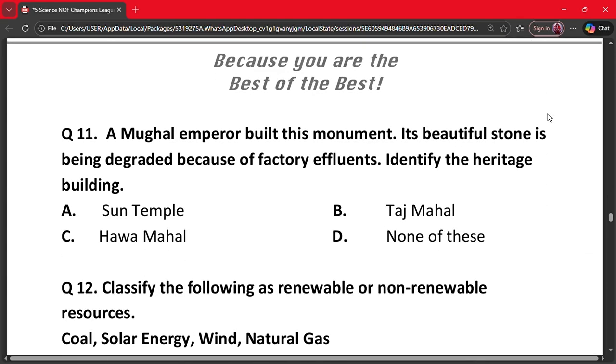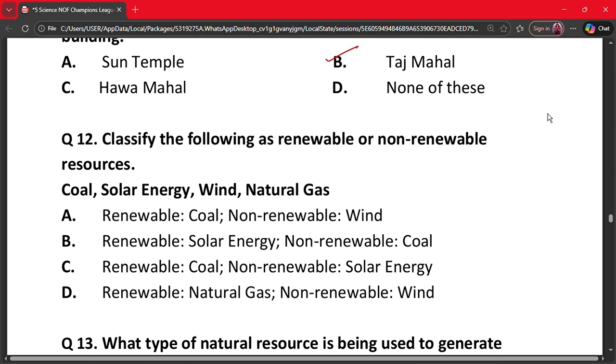Our next question is question number 11. A Mughal emperor built this monument. Its beautiful stone is being degraded because of factory effluents. Identify the heritage building. A. Sun Temple, B. Taj Mahal, C. Hawa Mahal, and D. None of these. The correct answer is option B. Taj Mahal's marble is getting yellow due to factory pollution, acid rain, and smoke particles settling on its surface. So the correct answer is option B.